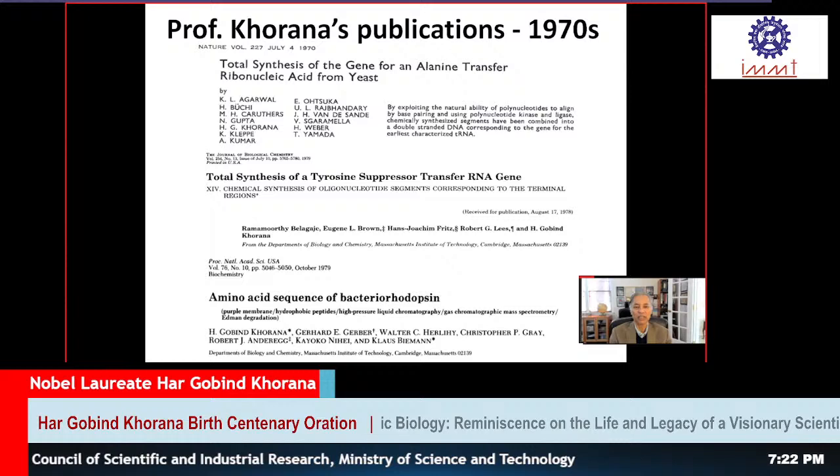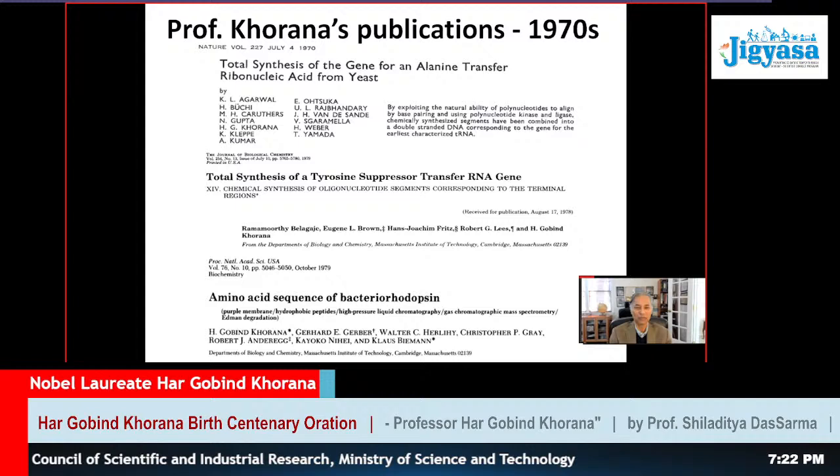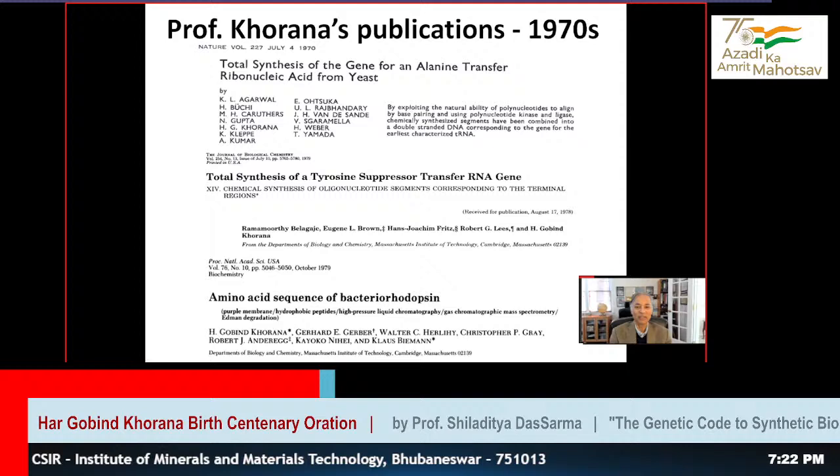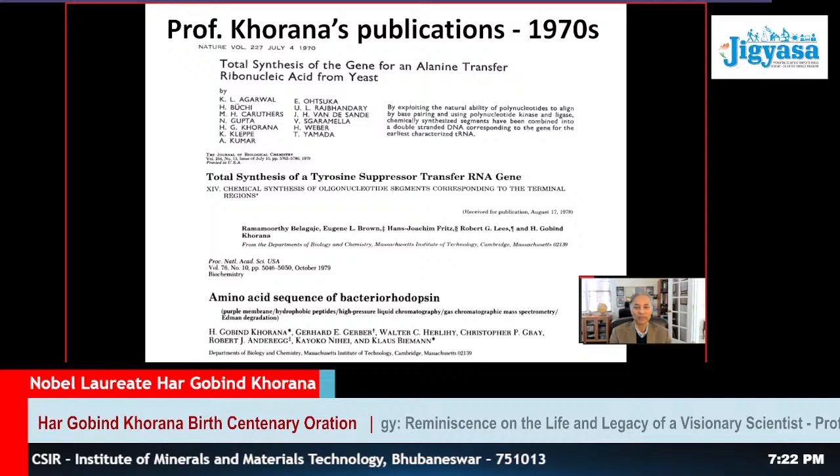And then there were 13 papers that were published together in a single issue of the Journal of Molecular Biology. So the entire issue of that journal had been devoted to work from his laboratory. And in 1978 and 79, there were 17 papers on the total synthesis of the tyrosine suppressor transfer RNA, which was in the Journal of Biological Chemistry.